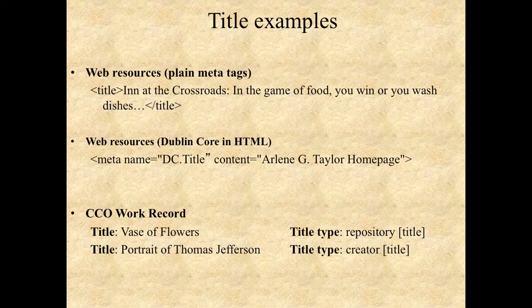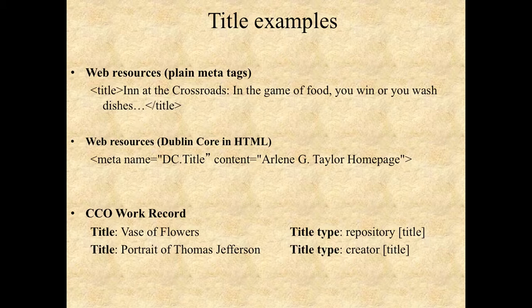In plain meta tags at the top of an HTML document, for example. For the first one, the second is an example of Dublin Core in HTML. And then at the bottom, we have some title examples from a museum context. So this would be using CCO, or Cataloging Cultural Objects, as the content standard. And we have a couple of different types of title.